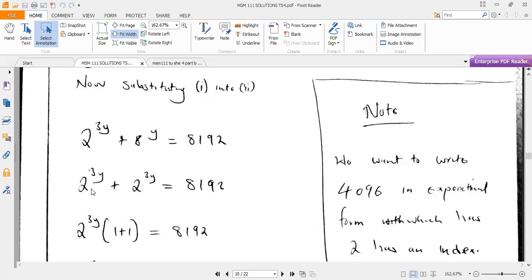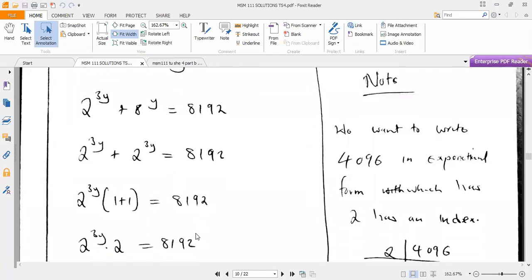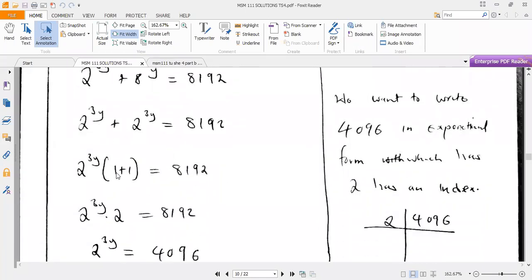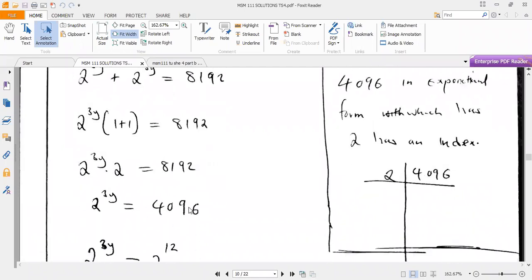Now we have 2 to the power 3y plus 2 to the power 3y. We can easily factor out 2 to the power 3y since it's common, so we remain with 1 plus 1, is equal to 8,192. 1 plus 1 is 2, so when you divide the right-hand side by 2, you get 4,096. So now this is 2 to the power 3y.